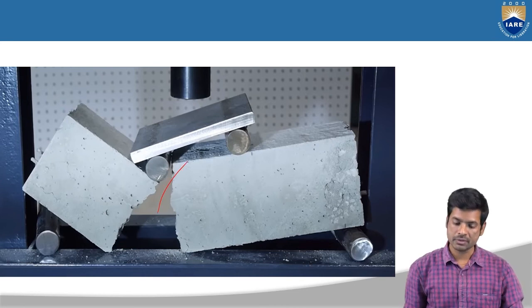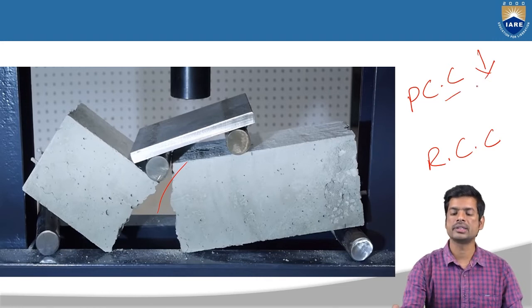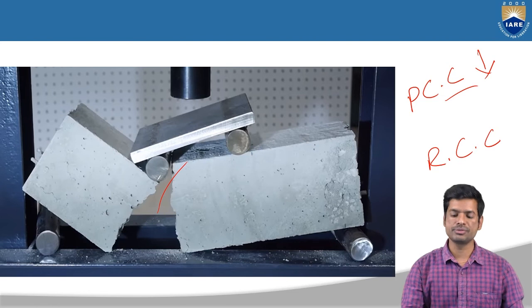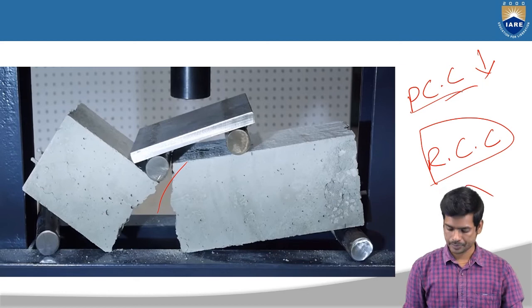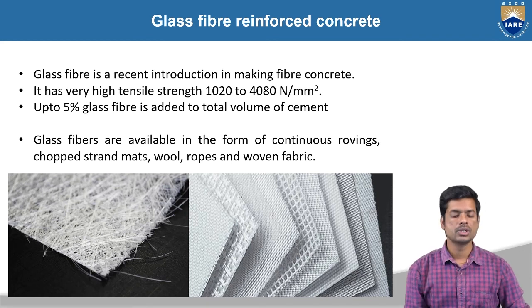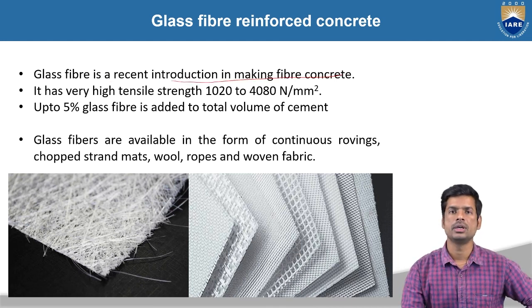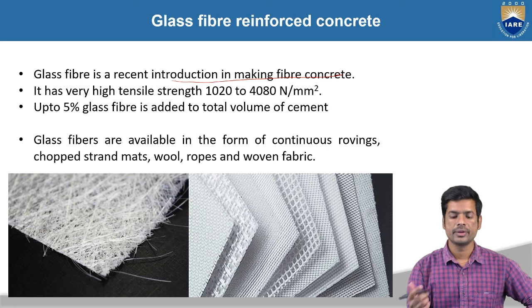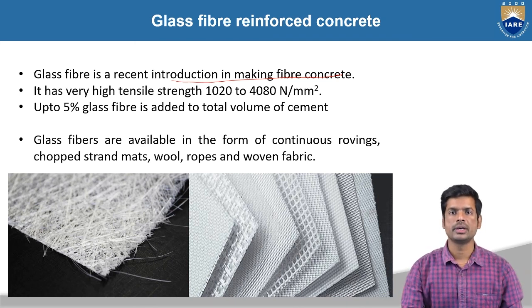If you compare plain cement concrete beam and reinforced cement concrete beam, the plain cement concrete is going to take less loads because here no fiber is added in the PCC, plain cement concrete. But if you observe this reinforced cement concrete, it is going to take more loads compared to plain cement concrete. That is about plain and steel fiber reinforced concrete. So coming to the glass fiber reinforced concrete, glass fiber is a recent introduction in making fiber concrete. After using steel fibers, we have got one more development by using glass fiber. Recently they are using glass fibers also as a reinforcement material.